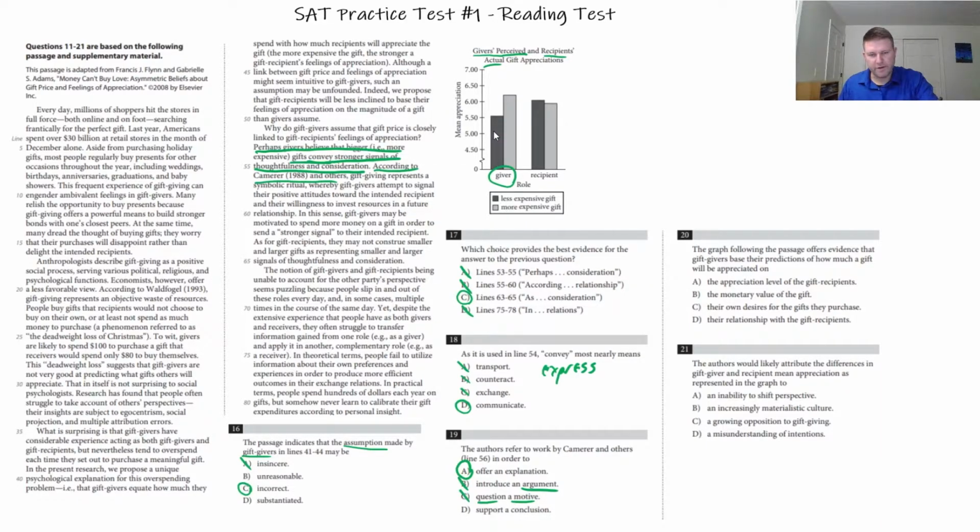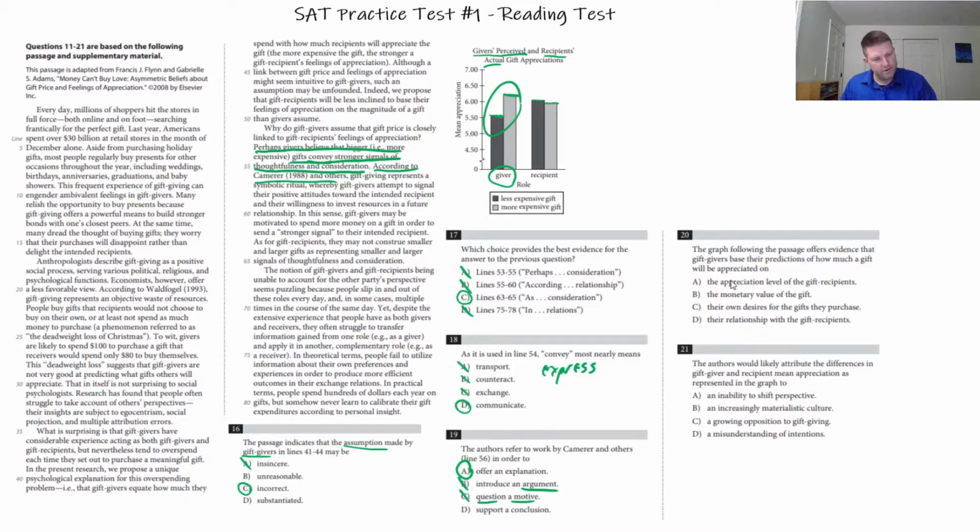So a giver thinks that a less expensive gift would only be appreciated this much, but a more expensive gift would be appreciated way more, okay? But on the recipient's end, a less expensive gift is maybe even a teeny bit more appreciated than a more expensive gift, right? But the major discrepancy is right here. The giver really thinks that spending more money makes a huge difference in the appreciation level, right?